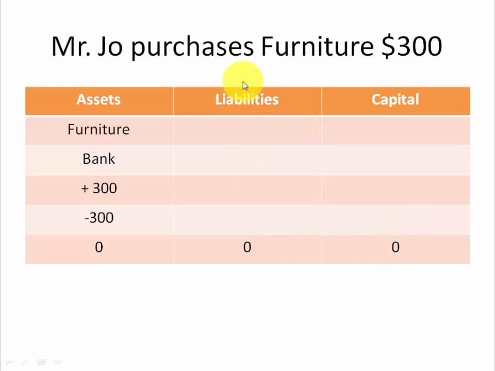Mr. Joe purchases furniture worth $300. In this case, only the asset side is affected. Furniture balance increased by 300, so I have written plus 300 here, and bank balance is reduced by 300, so I have written minus 300 here. Net effect is 0.